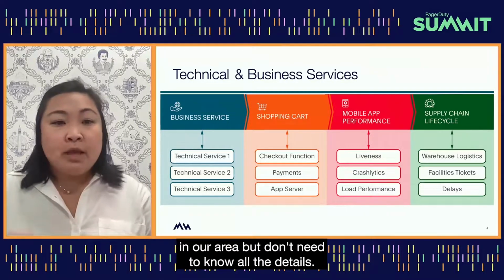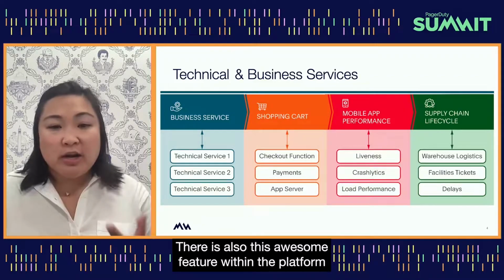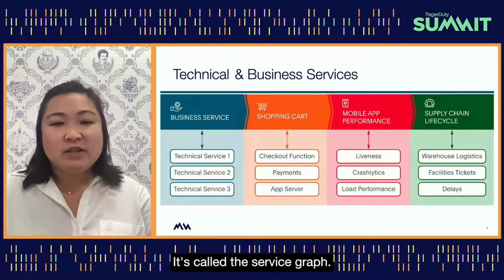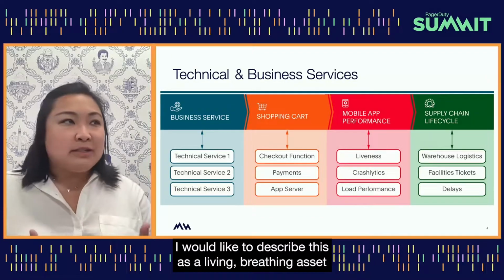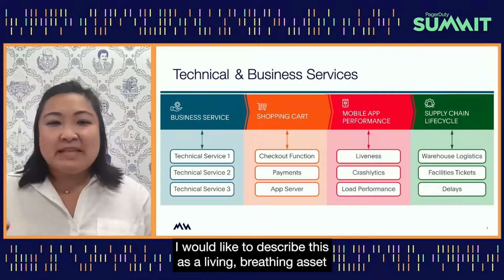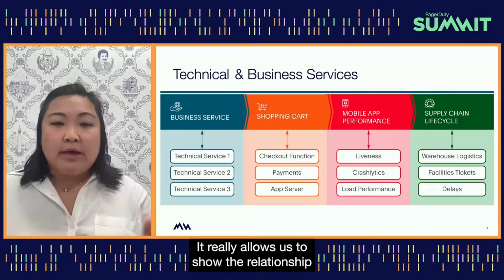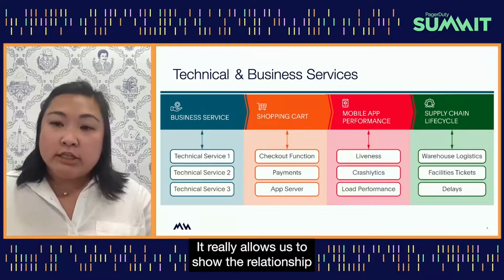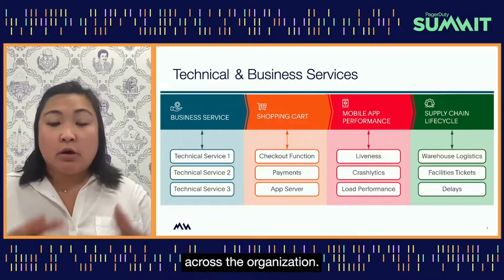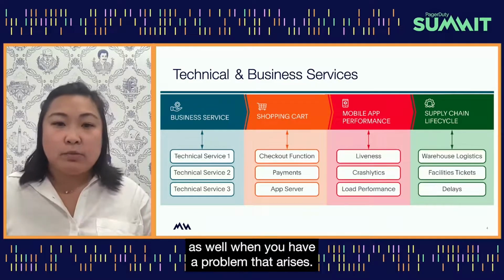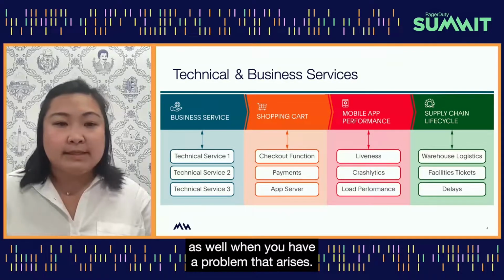There is also this awesome feature within the platform that we don't get to talk about in depth today, but I did want to mention it. It's called the service graph. I would like to describe this as a living, breathing asset that you have available to you. It really allows us to show the relationship between technical and business services across the organization. So you can see that impact, that downstream impact as well when you have a problem that arises.